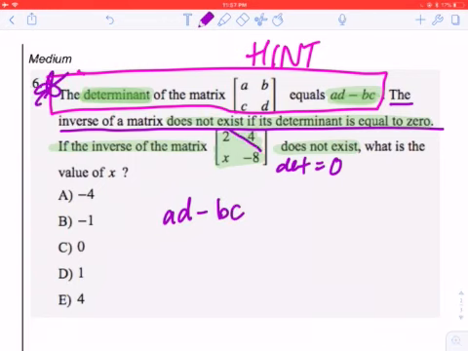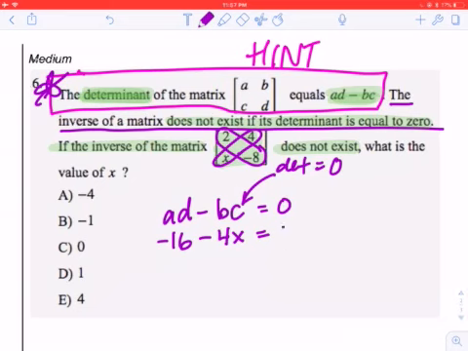So if I look at A times D, 2 times negative 8 would be negative 16 minus 4 times x. I can't simplify that, so I'm just going to write 4x. And we know that the determinant, whatever this is, is also equal to 0. So I'm going to write equal to 0 there. They tell me that it doesn't exist, so we know that means the same as it equaling 0.